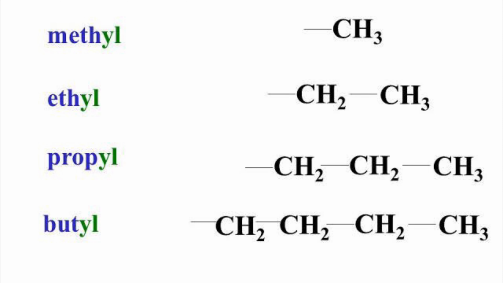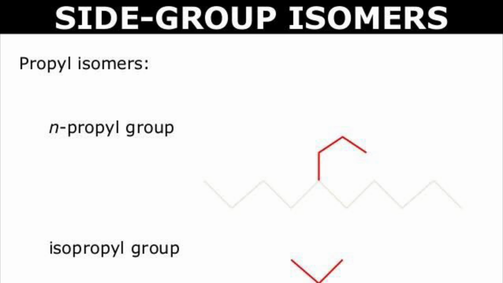Similarly, the groups derived from alkanes by the removal of one hydrogen atom are called alkyl groups and are named. For example, CH3 group as methyl, C2H5 group as ethyl, C3H7 group as propyl, C4H9 group as butyl, and so on.